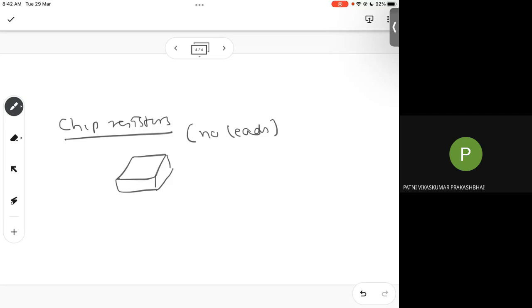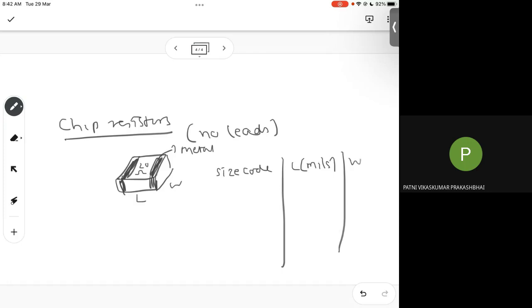So there is a chip, and here there is a metal part, and here there is a metal part. So this is the length and this is the width, and this is, as I told you, metal. It is like you are cutting away the leads. So your parasitics of L and C are removed, and they are very small in size. For the chip resistors, they are of various values, 20 ohm, 100 ohms, and so on. They are decided by the size code, and size code means what is the length in mils and what is the width in mils. We have already seen mils is what? It is 1,000th of an inch.